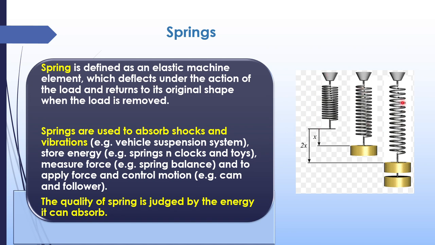This is the activity of a spring, and it is used normally for absorbing shocks and vibrations. Normally in the seats of vehicles and wherever vibrations are possible, we will provide a spring as a machine element. In the vehicle suspension system, springs in clocks and toys, balance, cam and followers, in all these cases we will provide springs as one of the machine elements. The quality of a spring is judged by the energy it can absorb. The absorbed energy is used for absorbing the vibrations.